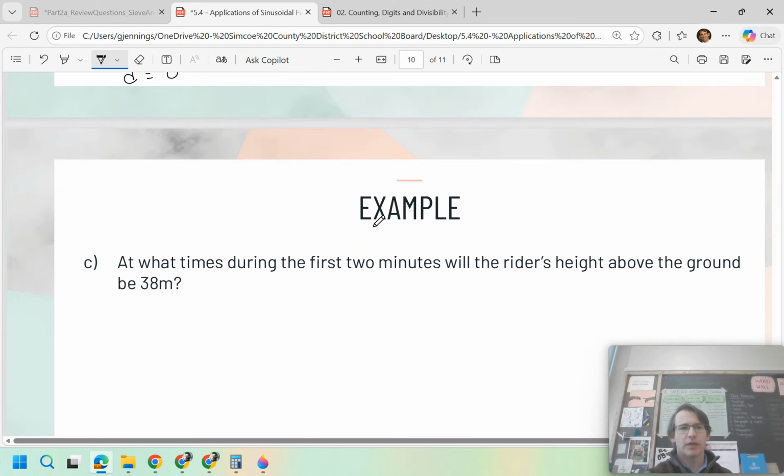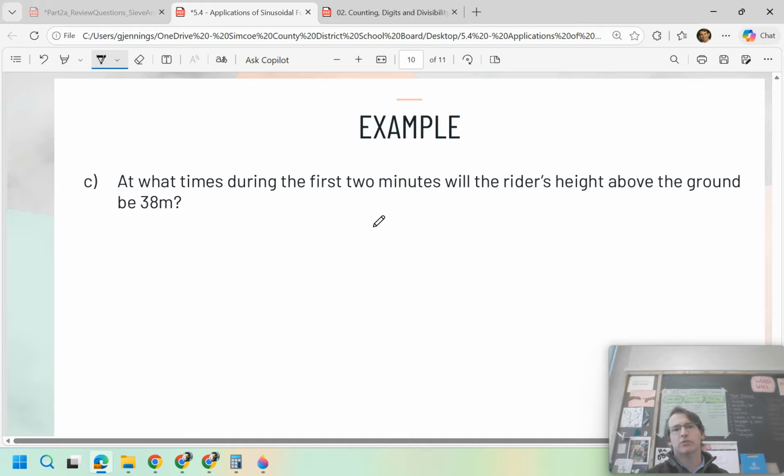Okay, cool. Now, at what times during the first 2 minutes will the rider's height above the ground be 38 meters? Well, this is an excellent question. I know that that's why you all showed up for your math learning today, to answer this exact question. Of course not. That's a little silly, but it is still the type of question that you want to be able to answer. We're going to work with negative cosine because it's by far our simplest function that we had. So I could write it that way as well, and that's maybe my favorite way of writing it, plus 22.